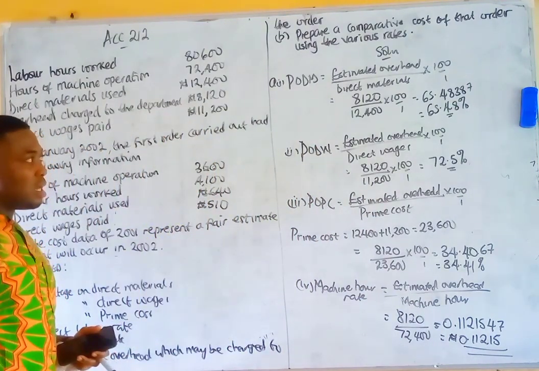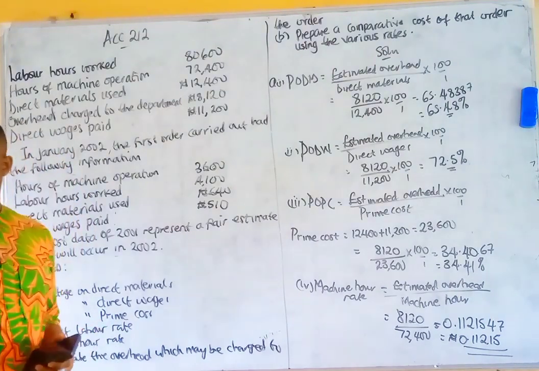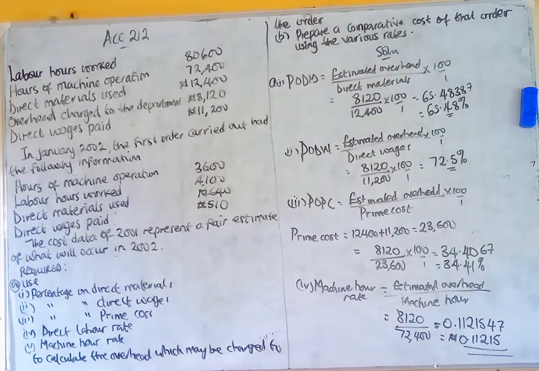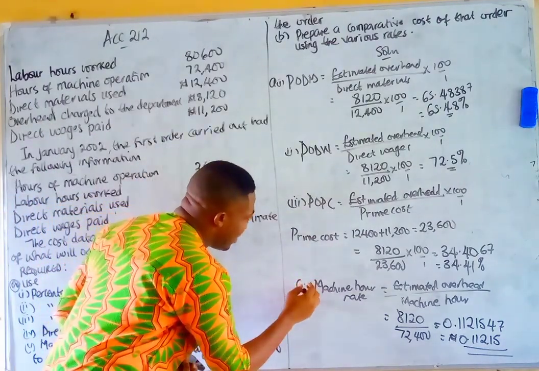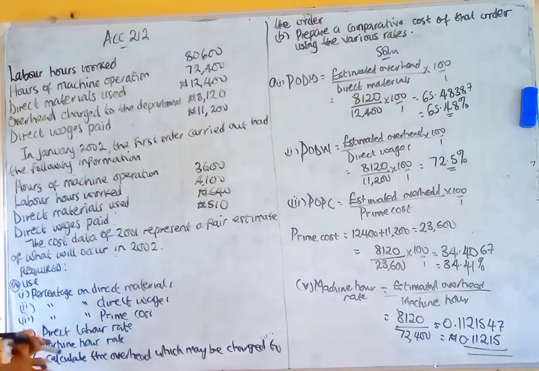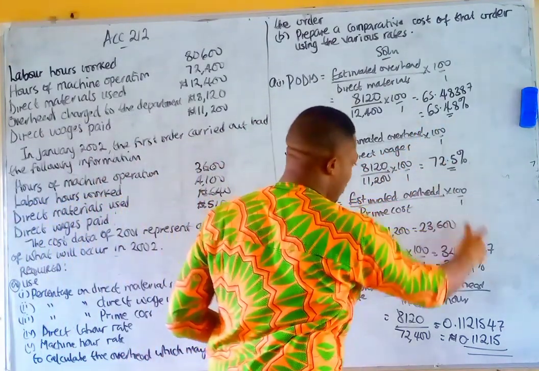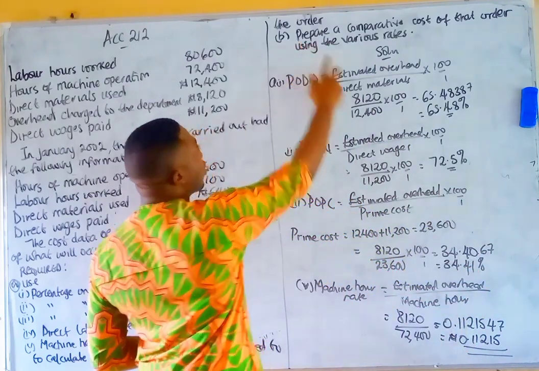Okay. Now, are you done with this? No, sir. We will not do direct labor yet, but we'll jump to machine hour. That means this is V now. So it's meaning IV, direct labor rate. Have you written this? Okay, right, so that I can claim that. But take cognizance of these values because we're going to use them to prepare the comparative cost.